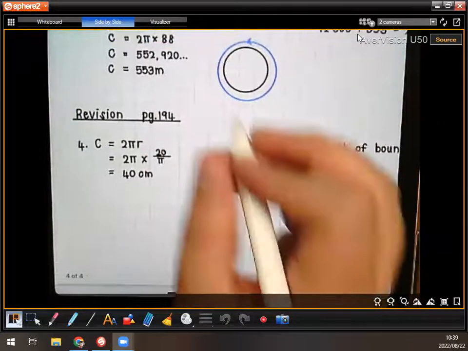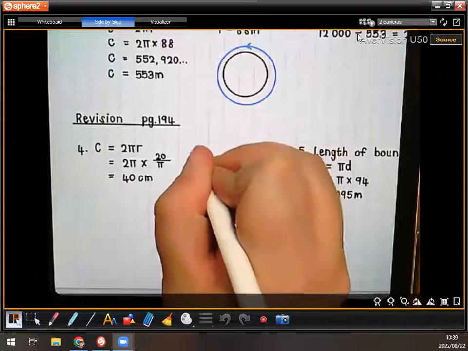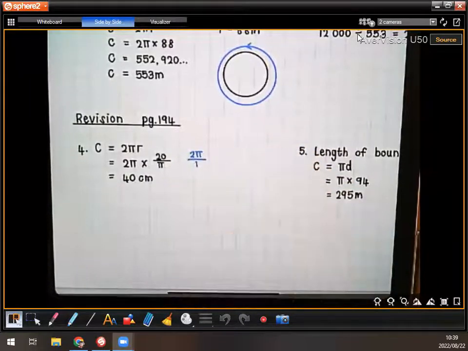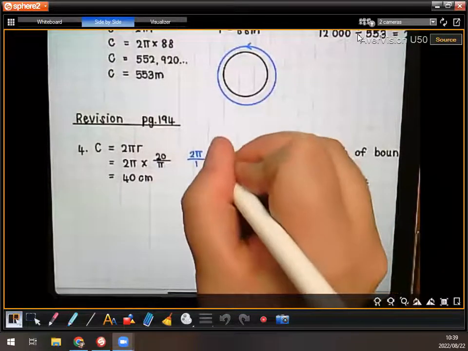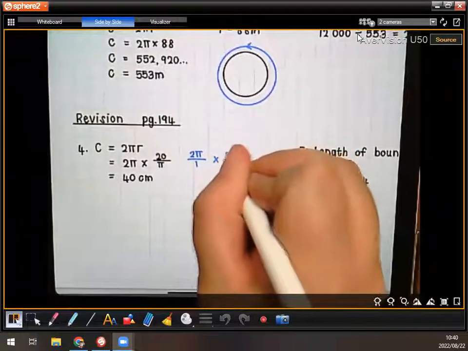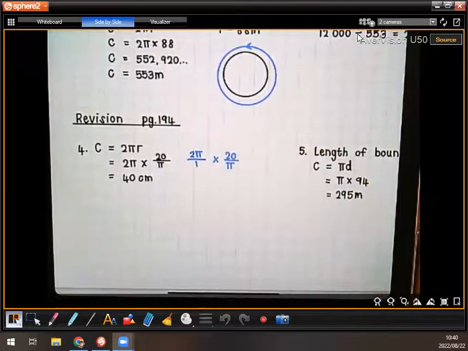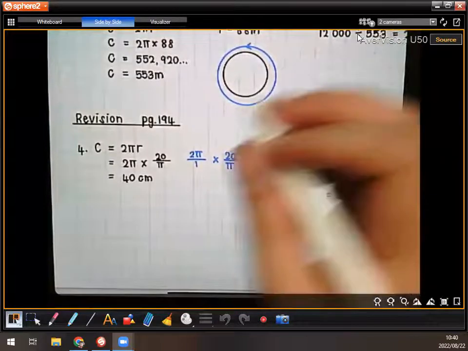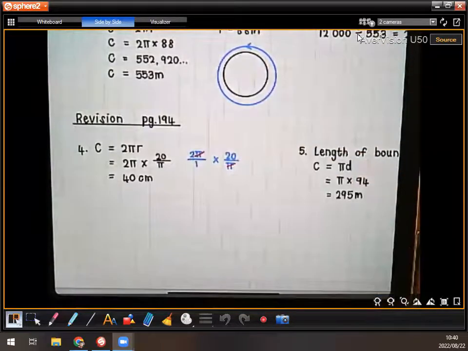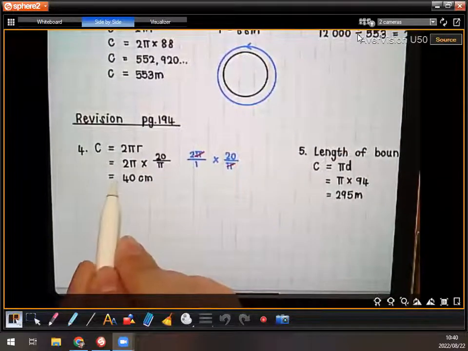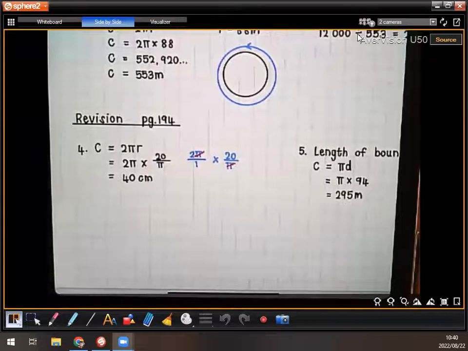Do we agree that 2 pi is the same as 2 pi over 1? Okay, is that true? Times 20 over 5. Do we notice I'm doing a pi at the top and a pi at the bottom? Do we remember what happens there? We can cancel them out. Okay. So then what am I left with? 2 times 20, which is 40. Okay. So the circumference here was 40.